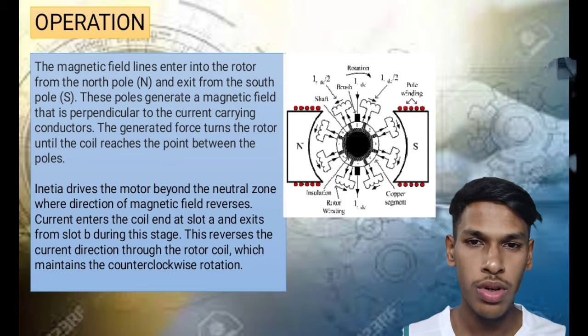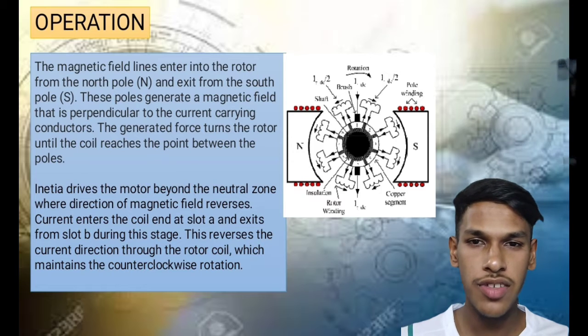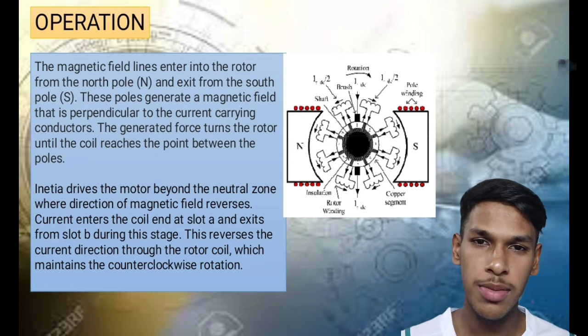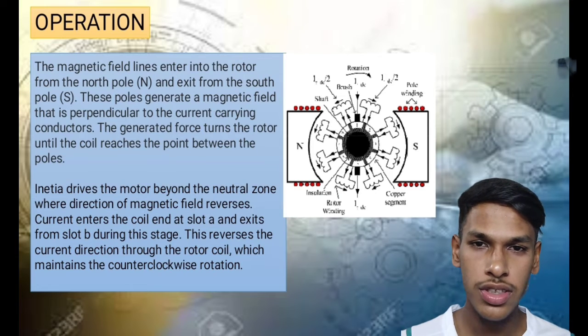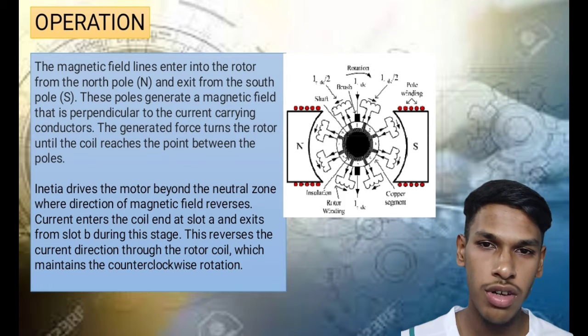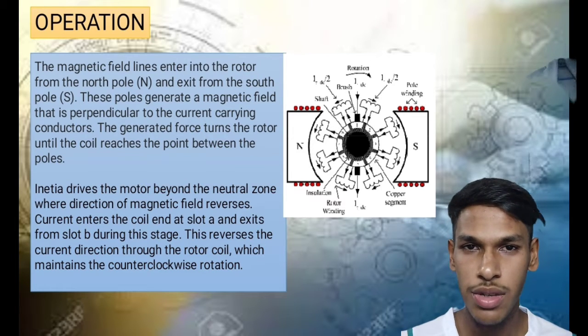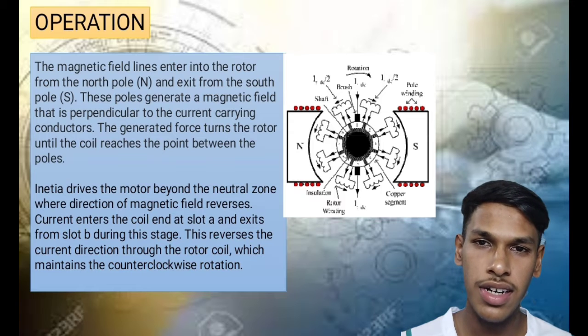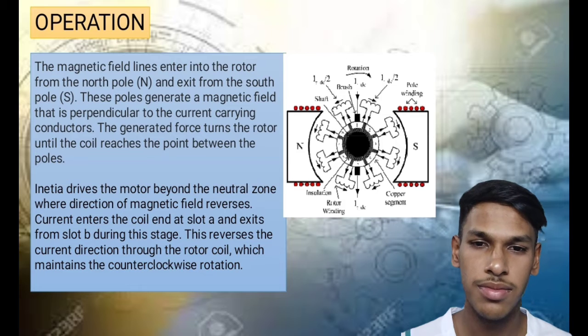Operation of DC motor. The magnetic field lines enter into the rotor from the north pole and exit from the south pole. This pole generates a magnetic field that is perpendicular to the current carrying conductors. The generated force turns the rotor until the coil reaches the point between the poles. Inertia drives the motor beyond the neutral zone where the direction of the magnetic field reverses. Current enters the coil at slot A and exits from slot B during this stage. This reverses the current direction through the rotor coil, which maintains the counterclockwise rotation.